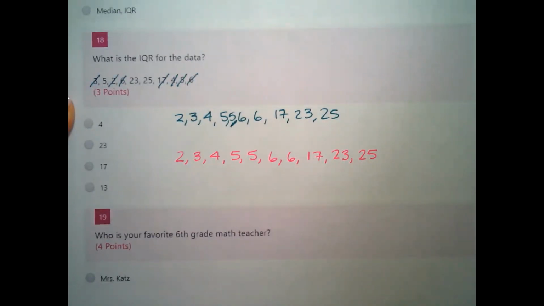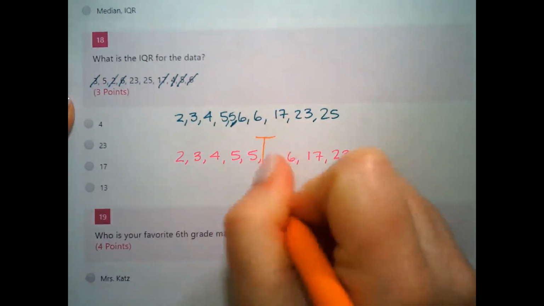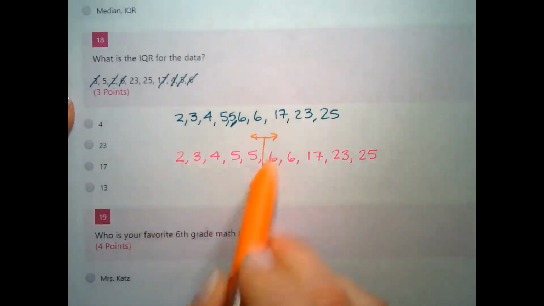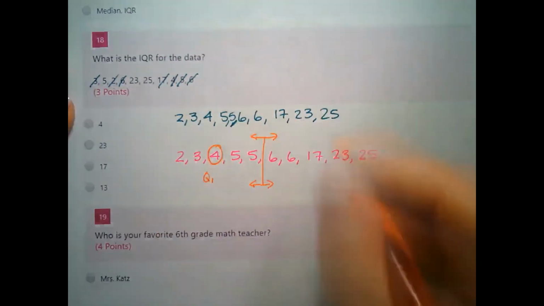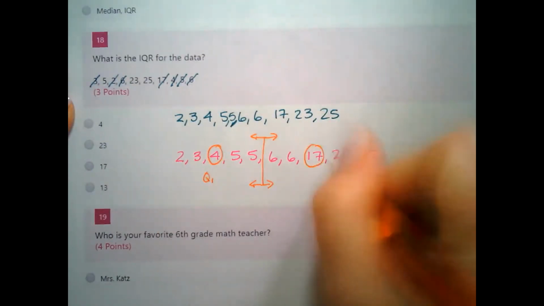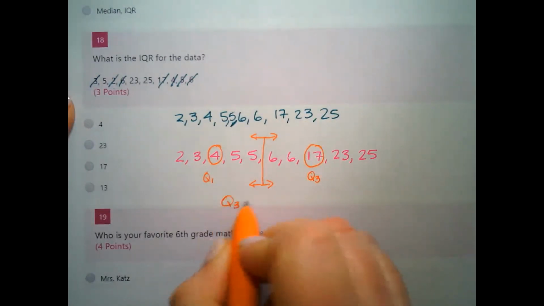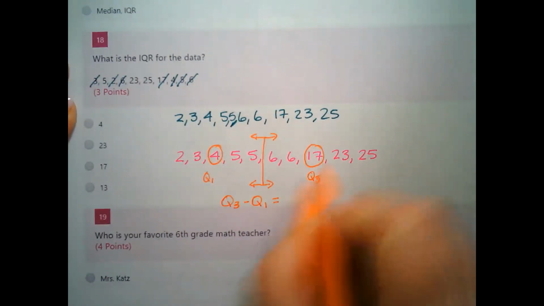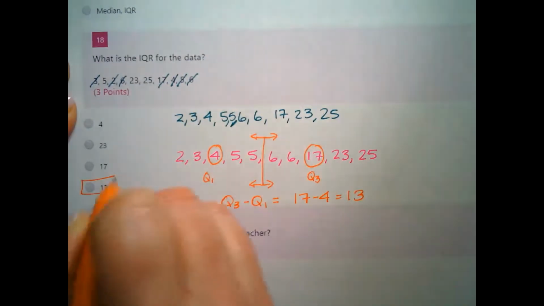Okay, now, since we have 10 pieces of data, we're going to break it right in the middle, 5 on each side. And when we go to do Q1 and Q3, we look at our data on both sides and we find the median. If we've got this set of 5, the number in the middle is 4. So that's Q1. If we've got this set of 5, the number in the middle is 17. That's our Q3. And remember, we take Q3 minus Q1, and that will equal our IQR. In this case, it's 17 minus 4, which equals 13. And that answer's right here.